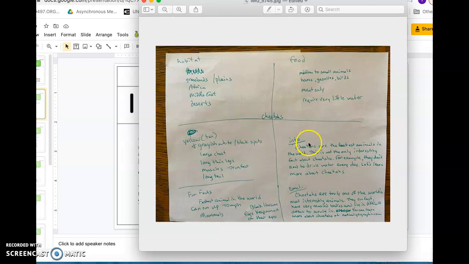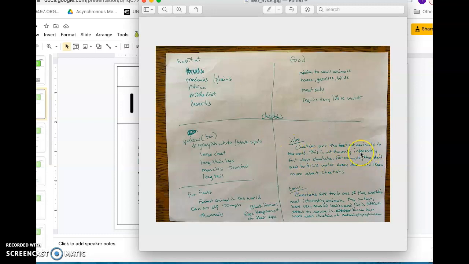And what I went ahead and did, so that you have an example, sorry, my dog's being weird, is write an introduction and conclusion. So here's an introduction example. Cheetahs are the fastest animals in the world. This is not the only interesting fact about cheetahs. For example, they don't need to drink water every day. Let's learn more about cheetahs. There should be a period at the end of that.